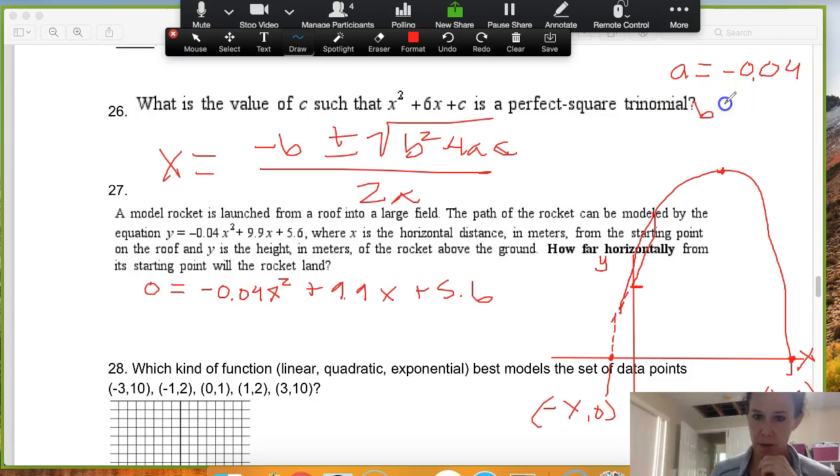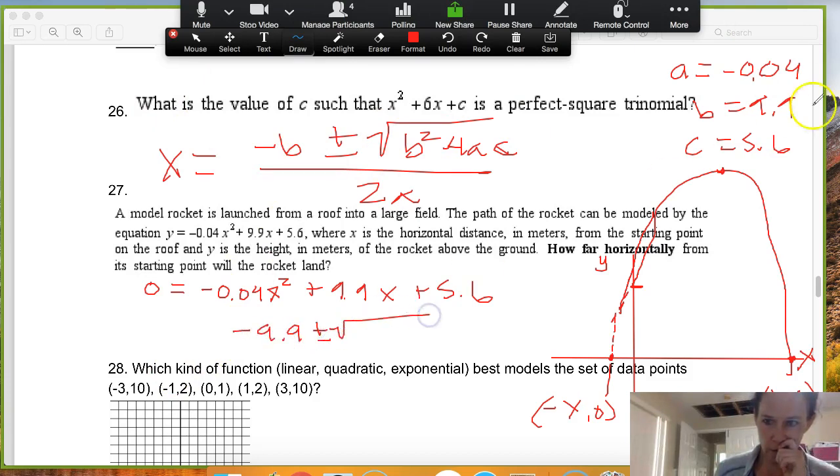Okay, our B value is 9.9 and our C value is 5.6. Plug it in. So we're going to go negative 9.9 plus or minus the square root of B squared. Let's just plug that in. 9.9 squared. Let's do that right away. It's 98.01, excuse me. That's what 9.9 squared is. That's my B squared. Minus 4 times A times C. Let's do that right away.